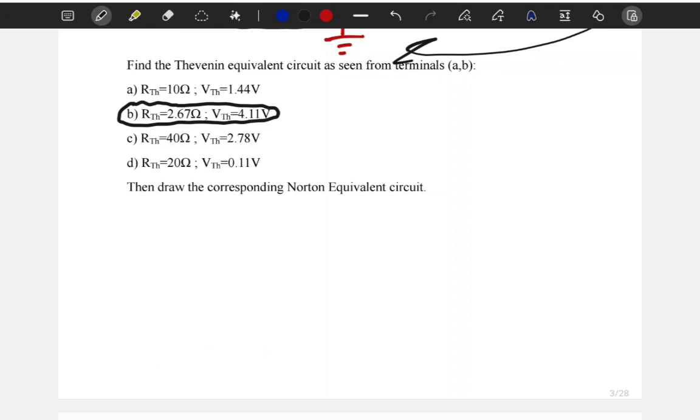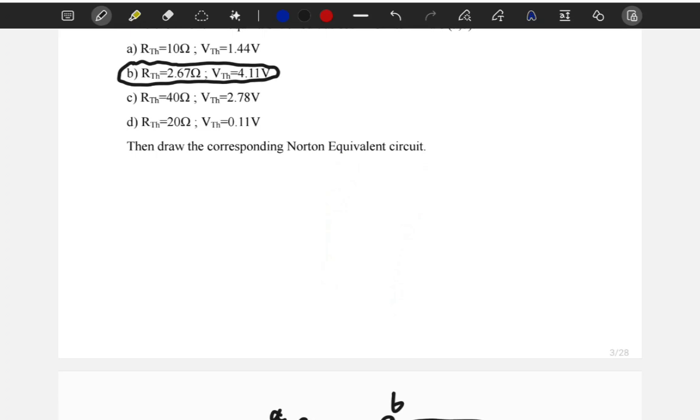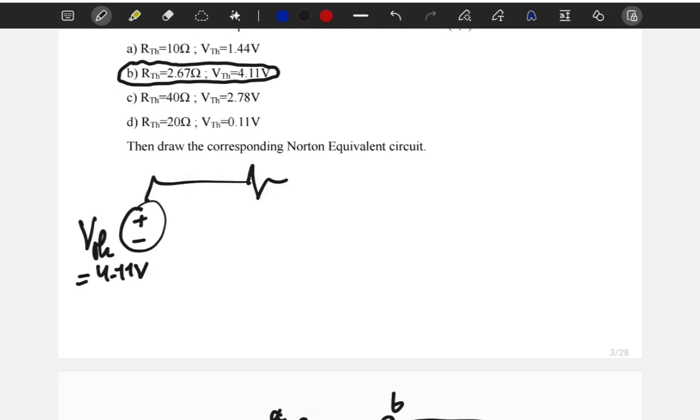So the Norton equivalent circuit. Let's see. We calculated Thevenin, so we can place these components like this. V Thevenin, which is equal to 4.11 volts, and then this resistor right here, which is 2.67 ohms, like this. And this is terminal A, this is terminal B, right?